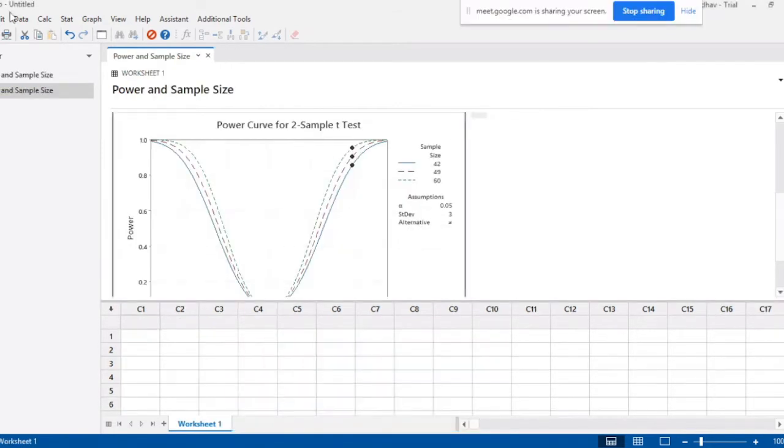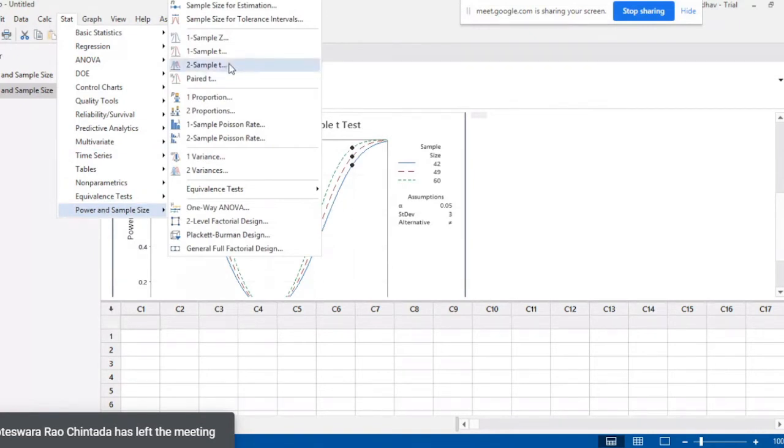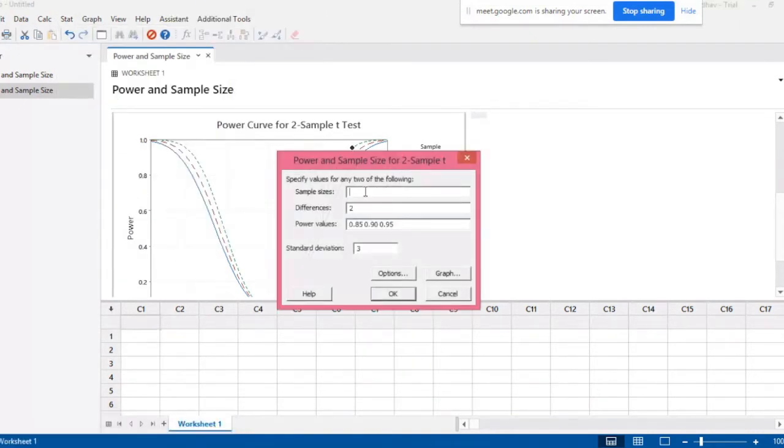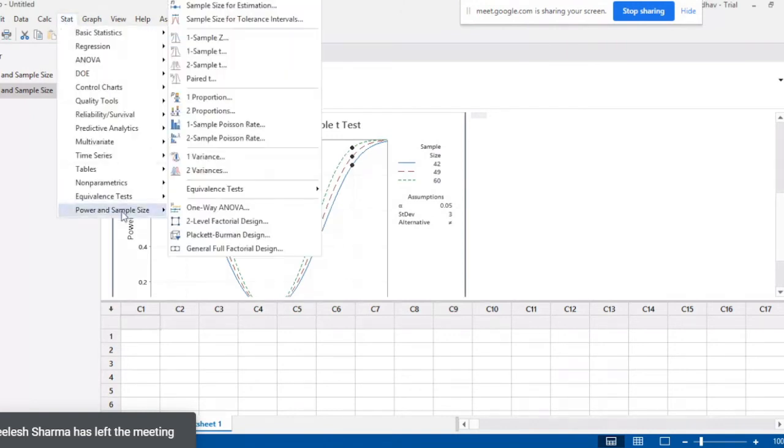Okay. So here go to Stat, Power and Sample Size, 2-sample t-test. Here you can see sample size we want to calculate. Okay, so here you have to put the difference, power 0.85, 0.90, 0.95. And standard deviation is the previous standard deviation that you have to enter. And this you can use for the power and sample size.